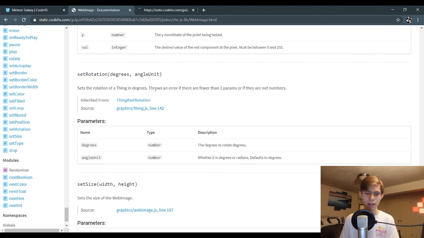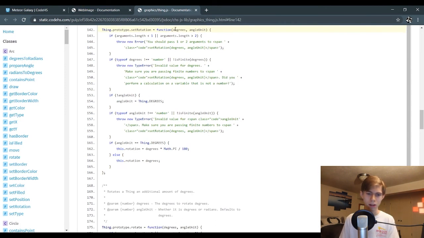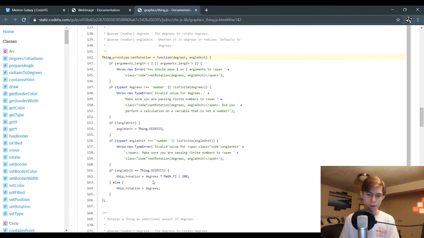If you actually look at the code for the set rotation function within the circle class, you can see how that works. Internally, the web image uses radians to measure the angle, but I think they want to make it a little bit easier for students using CodeHS. So by default, it'll take in degrees, and then it'll just convert those degrees to radians within the function. But if you give it radians, it'll just directly assign its rotation to the value you give it.